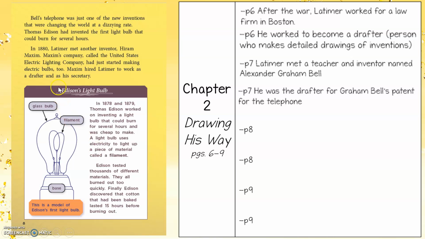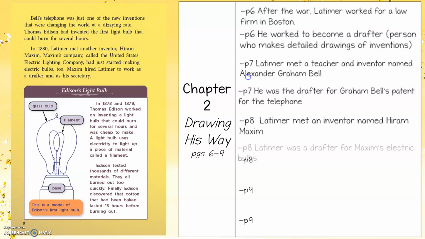So we have a lot less text to work with on this page. So I want to talk about another important person that Latimer met on page 8, and that is Hiram Maxim, and he is also an inventor. And why is it important that he met Maxim? Well, he decided to become a drafter for his electric bulbs.